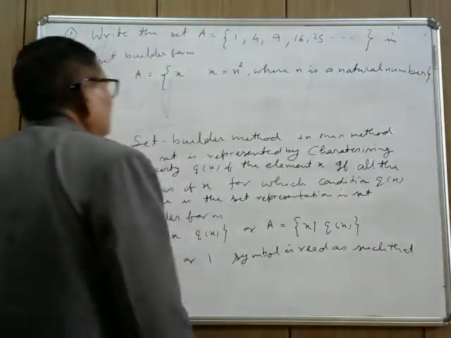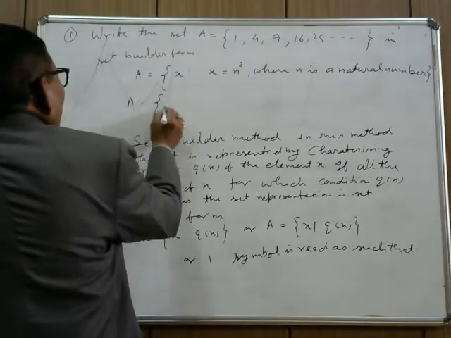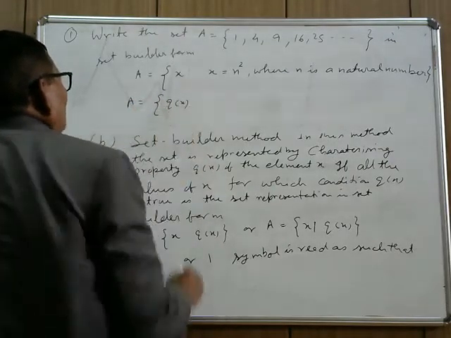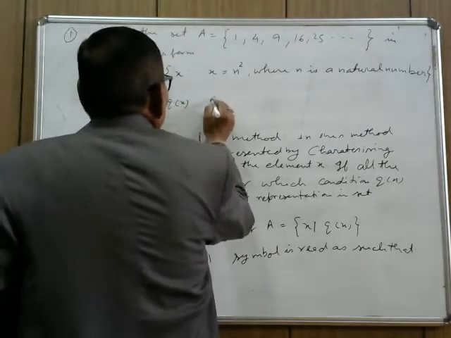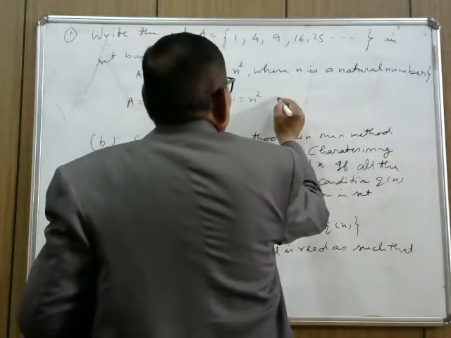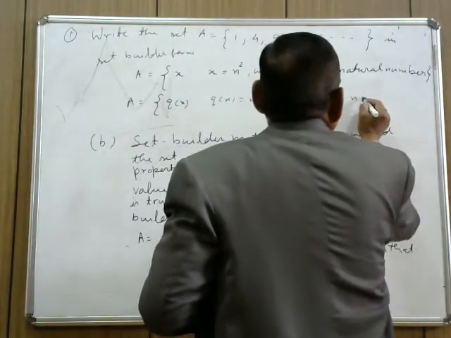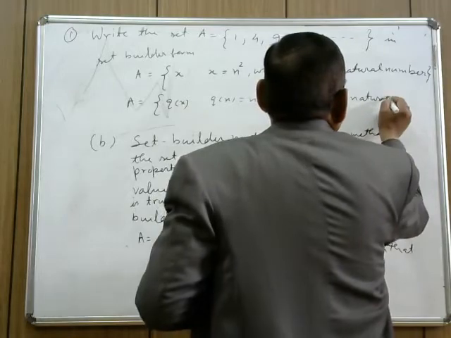You can define this way also. This is defined as all x, Qx, such that Qx is equal to n square, where n is a natural number.